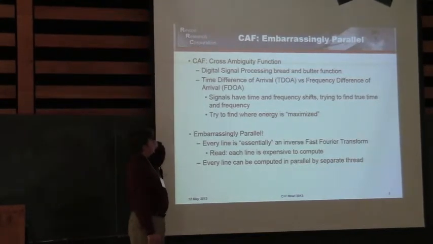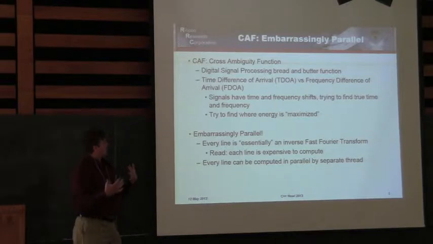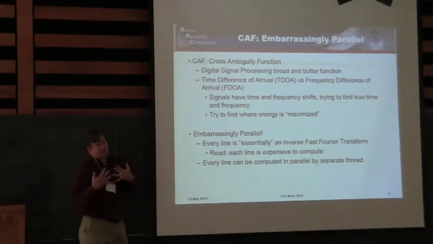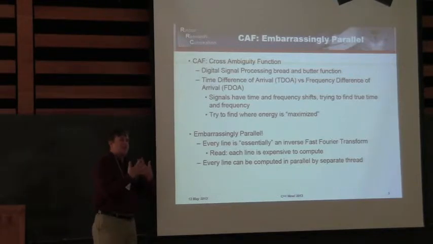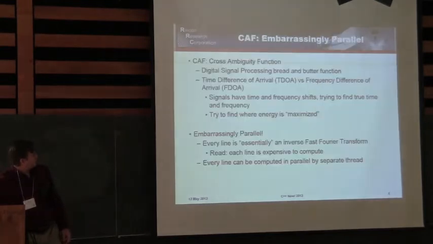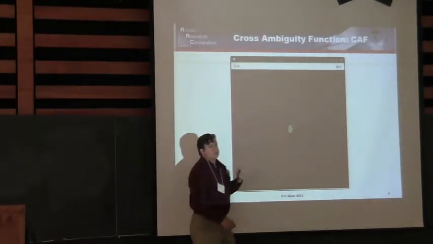the CAF is a digital signal processing bread and butter function. Okay, what you're really computing is time difference of arrival versus frequency difference of arrival. You have two signals, and they have different frequencies and different time shifts, and you're trying to find the place where, due to multipath, where is it maximized? Okay, and that's what the little peak in the middle means.